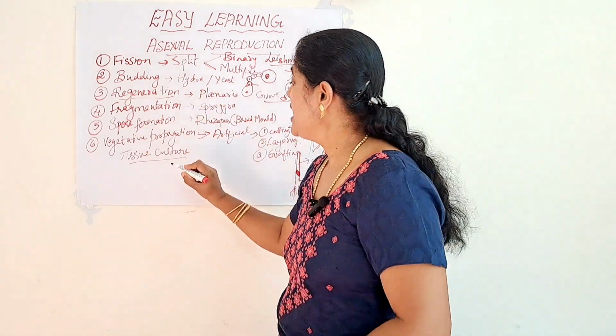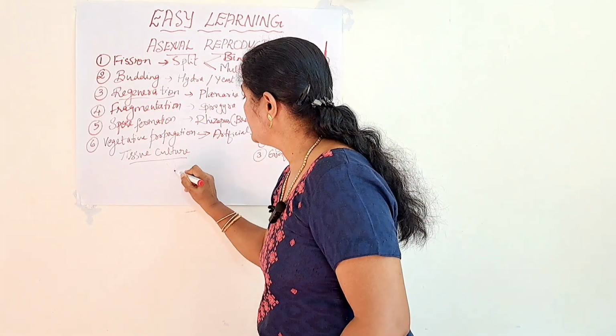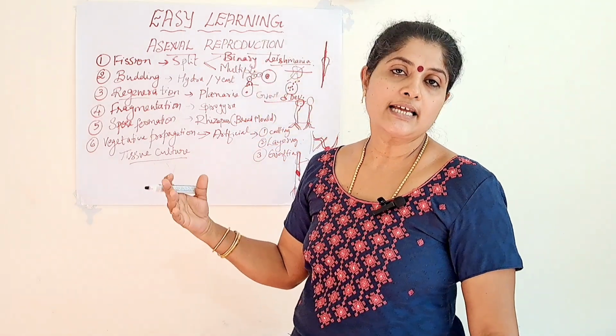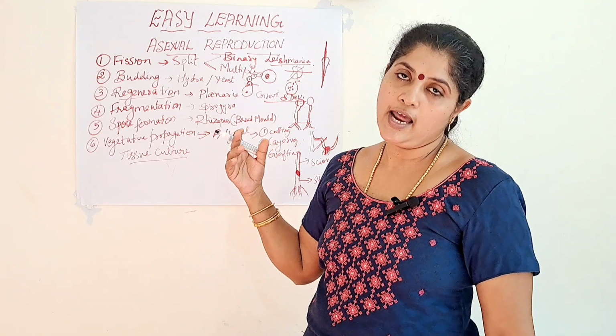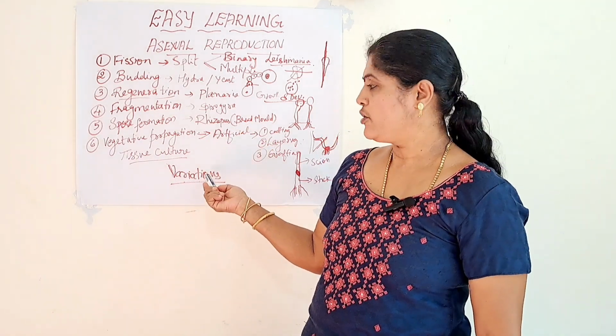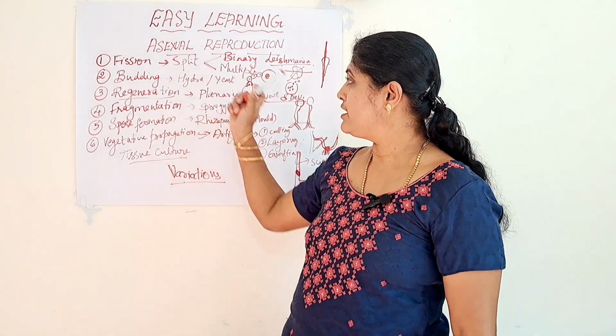The variation in the organism helps it to survive in any drastic condition which takes place in the environment. So variation helps in the survival of the organism. I hope you all have understood.